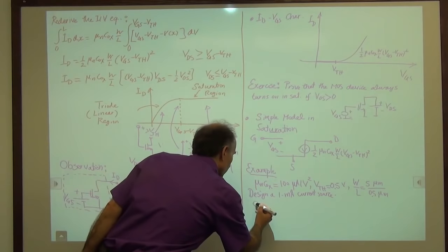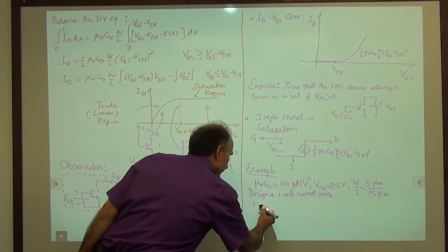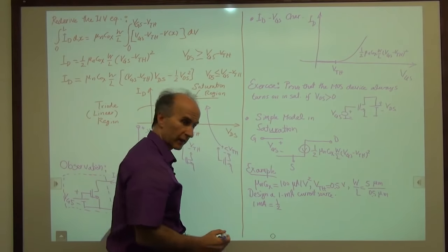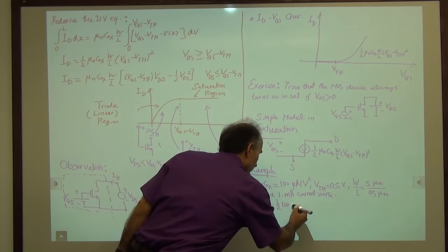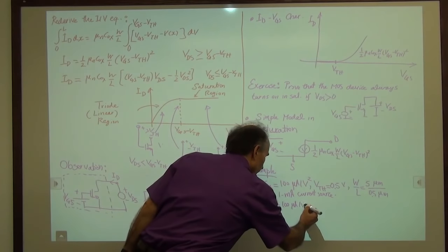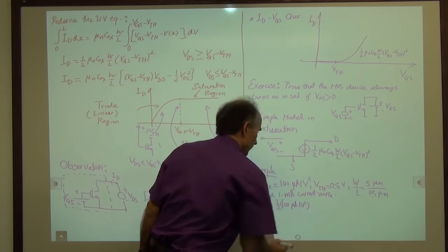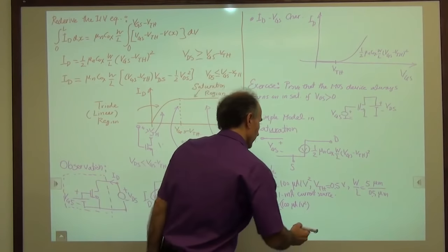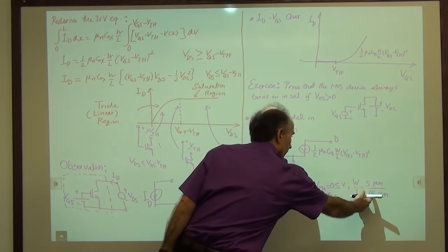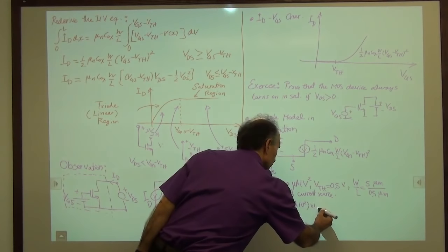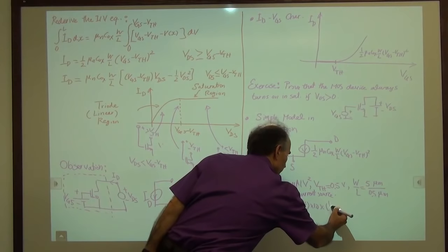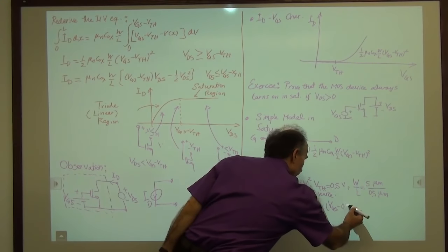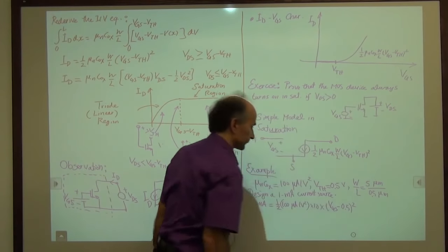We plug in all these numbers. So we have 1 milliamp. The drain current is equal to 1/2 of mu n C aux, 100 microamps per volt squared. Of course, we have to be very careful with our units. This is milliamps, this is microamps per volt squared. Then we have W over L. So 5 over 0.5 is 10. And then we have VGS, which we don't know, minus the threshold, which is 0.5 volts, squared.